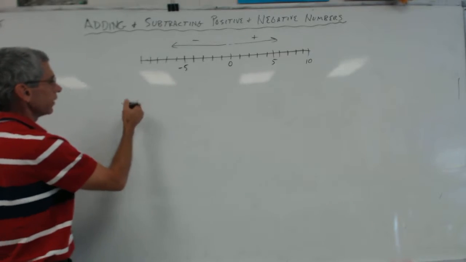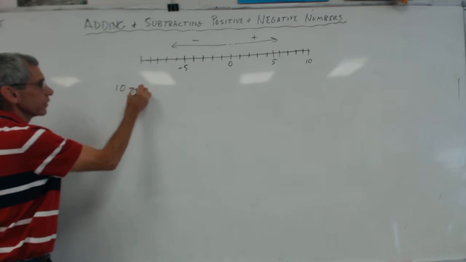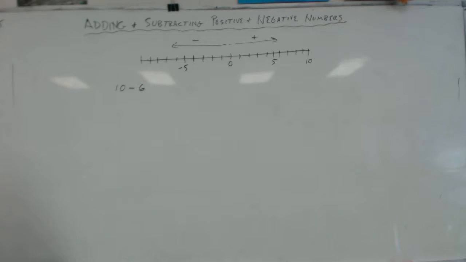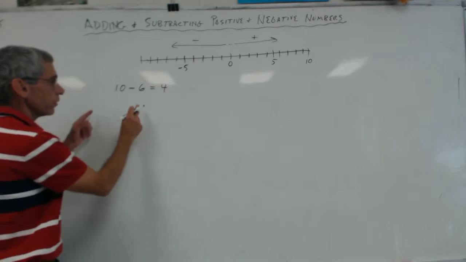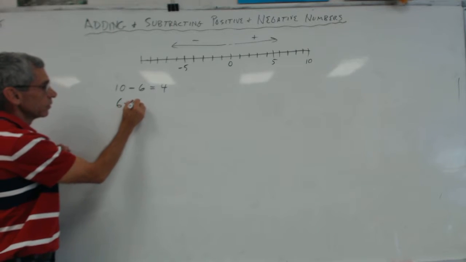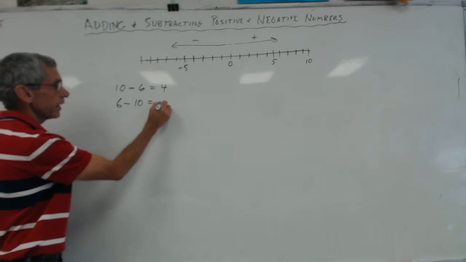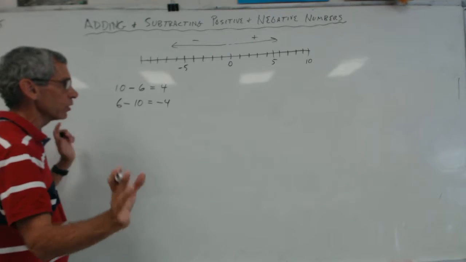So, okay, let's try this. What is 10 minus 6? 4. Right? Everybody knows that for sure? Okay, it's 4. Now, I'm going to flip these. What is 6 minus 10? Negative 4. Yeah. That's awesome. Okay, we're looking for patterns.